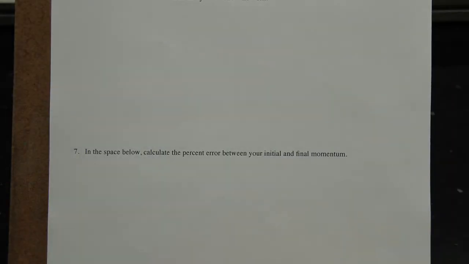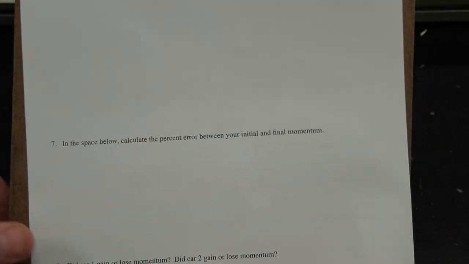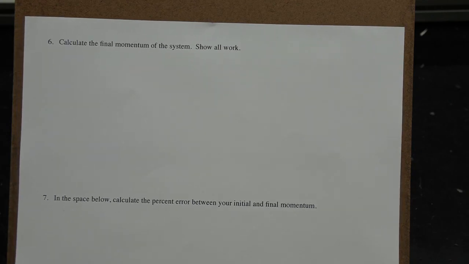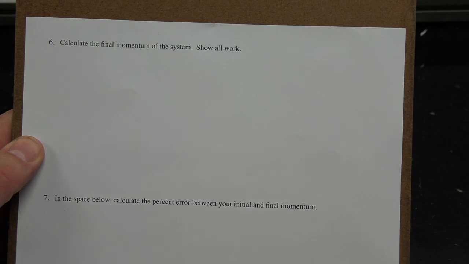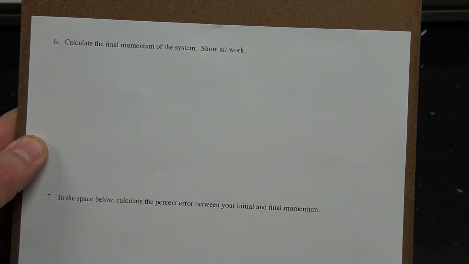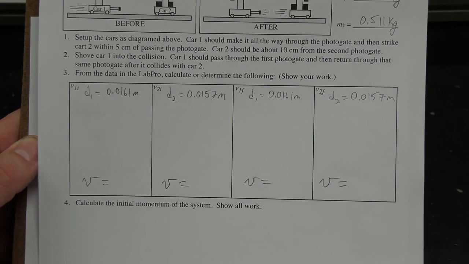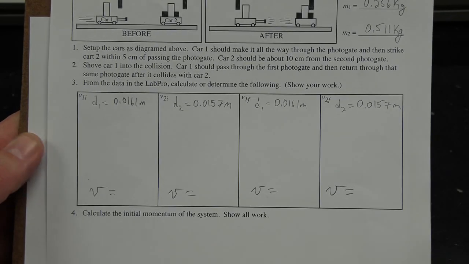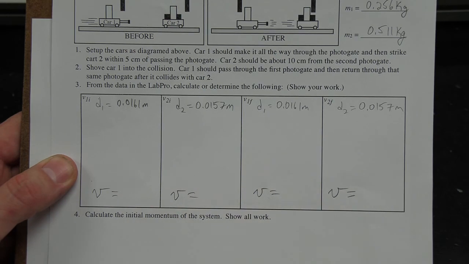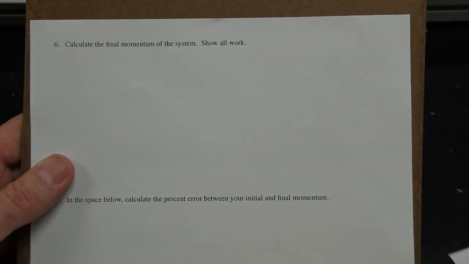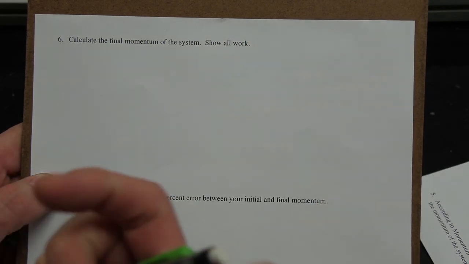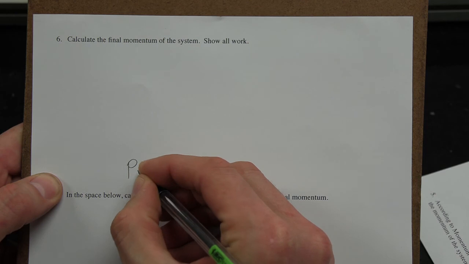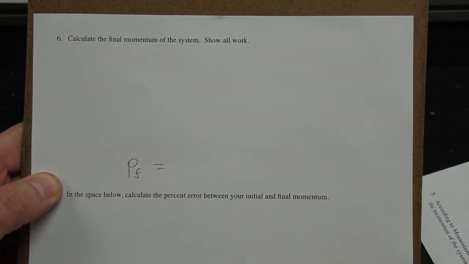Okay, so that is number 5. The next thing you're going to do right here is, after you've made your prediction, you're going to calculate the final momentum of the system. So it has something to do with all this data you already determined, some of these velocities, and the masses. Calculate the final momentum of the system. Again, show all work means you follow the 3 steps and get a final answer for PF equals. Okay, so go ahead and make that calculation now.